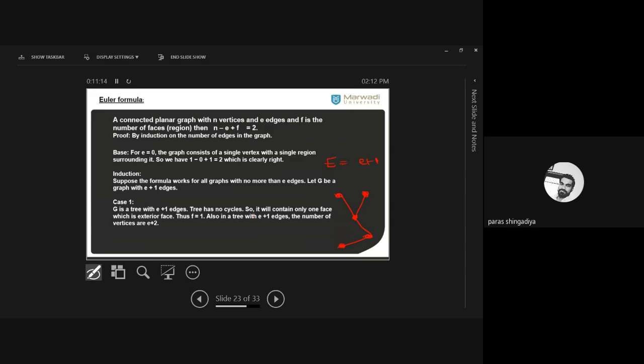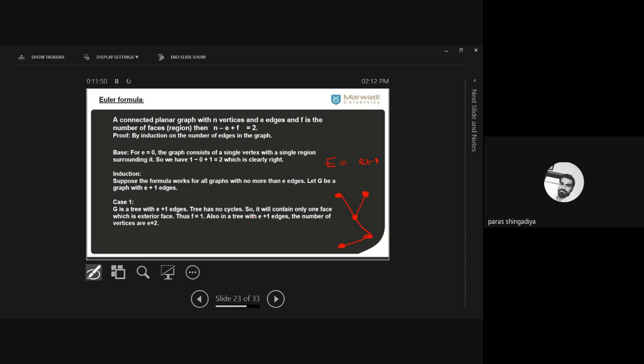How many faces will the graph contain? It will contain only one face. Any tree, with any number of vertices, any number of edges, how many faces will the tree contain? It is always one. A tree is a connected open graph. Connected open graph means this graph contains no circuit, no connected area. So how many faces will the tree contain? Always one, as there is no connected block.